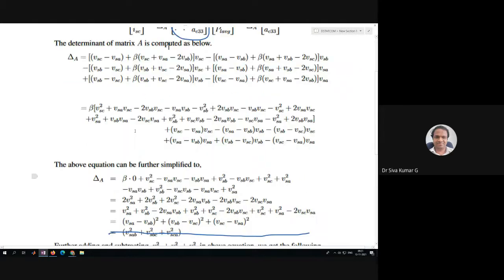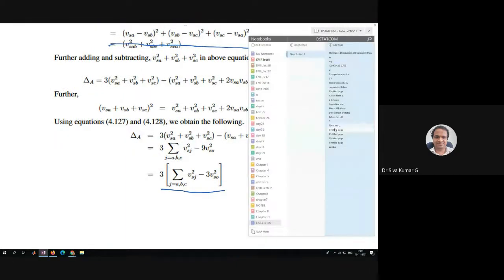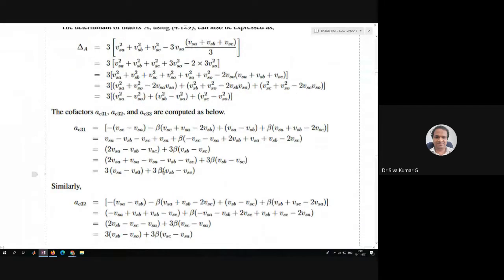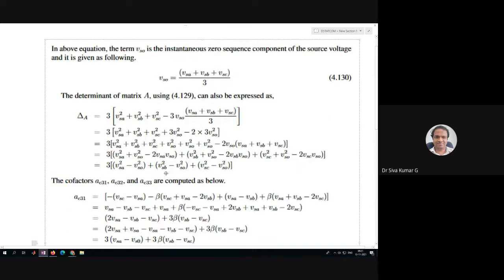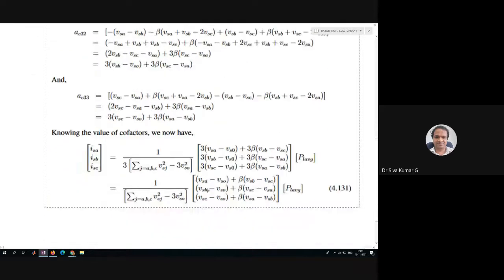I'll share this PDF. Please go through that, you can understand it in a better way. But I mean, you try to do it yourself in generating the reference filter currents. These are the elements which they found as A12 and the cofactors AC31 and AC32. We get this equation.